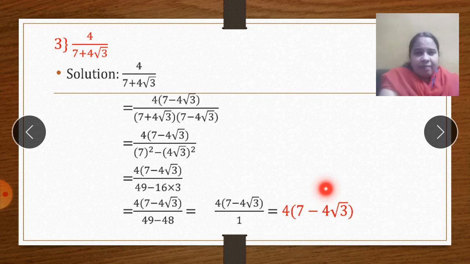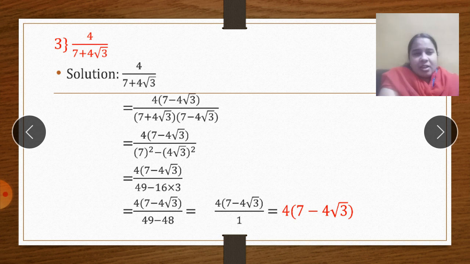So that is what I have done in my last step. Numerator as it is, it has come to the last step. Denominator I got 1, so I am not writing it. Even if you leave the answer like this, it is okay. But better way to write is, I feel this one. So what is the final answer? 4 into 7 minus 4 root 3. Is it clear? Go back to all the steps, revise it and write it in order to understand it.